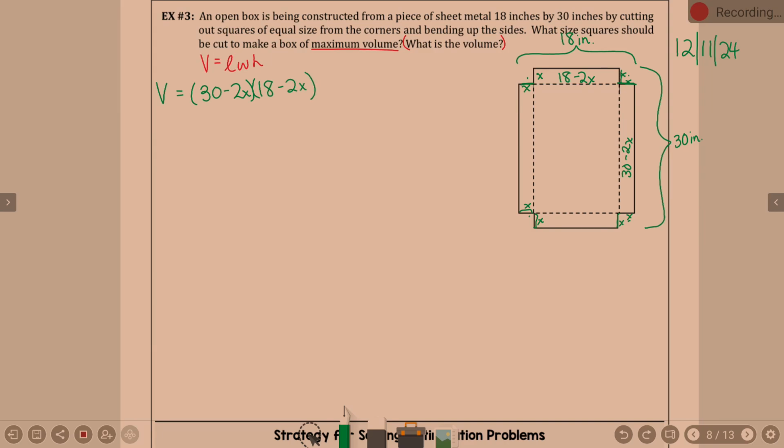What about the height of this box? x. Because it's going to be the flap, right? You fold up those flaps, and those flaps have a width of x. So that means we're going to have a height of x. Our job is eventually to figure out what x is. What x will maximize volume?